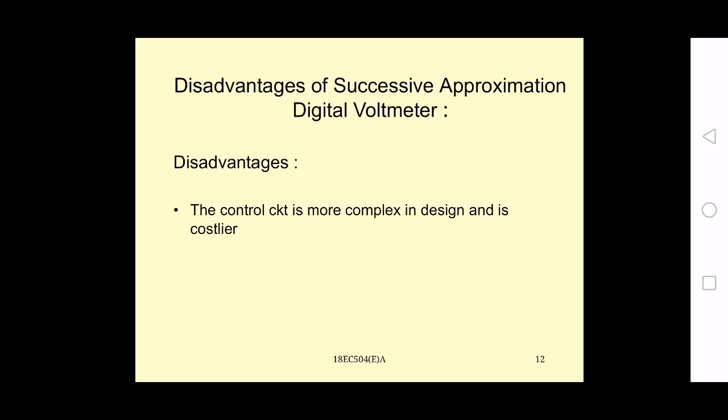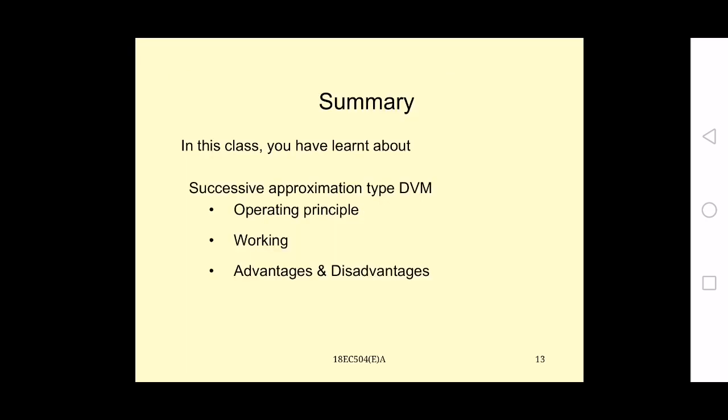register. And the main disadvantage of this one is that the control circuit which we are placing is more complex in design, and it is somewhat costlier than the ramp type digital voltmeter. But in this case, the noise will not be superimposed on the circuit as in the case of ramp type digital voltmeter. In that one, distortion will be more, but in this case the distortion will be less. But the control circuit is more complex in design and it is costlier.